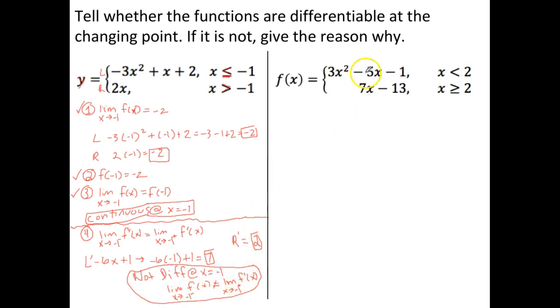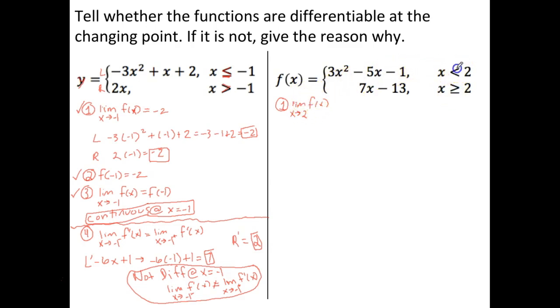Okay, so let's do this one over here. Remember we have to check if it's continuous first. So first rule, check if there is a limit as x approaches, and we are checking it at 2 in this case, and we have a function f of x.